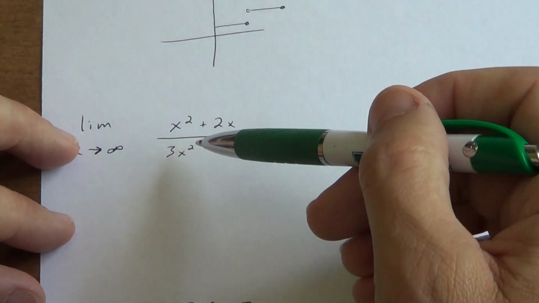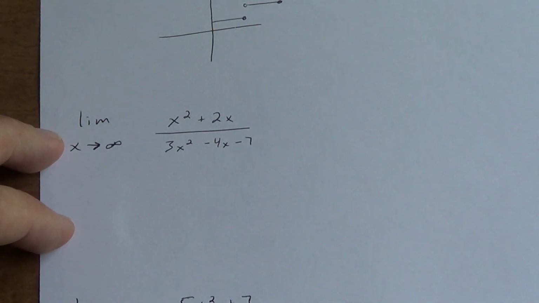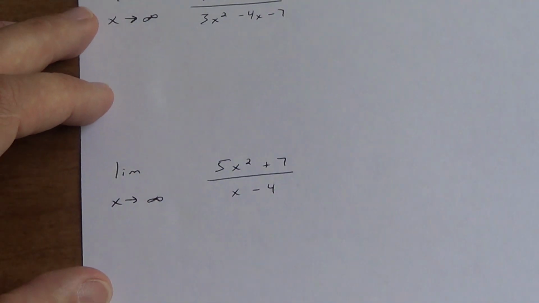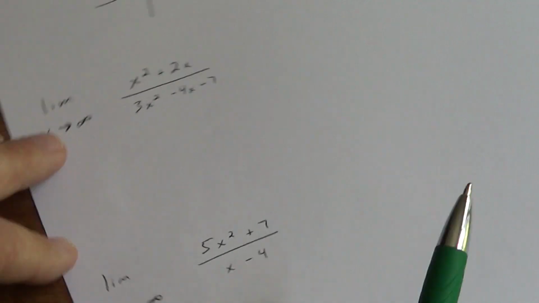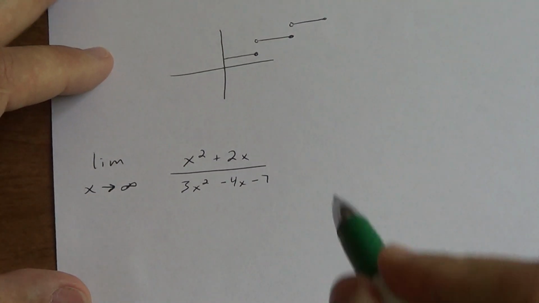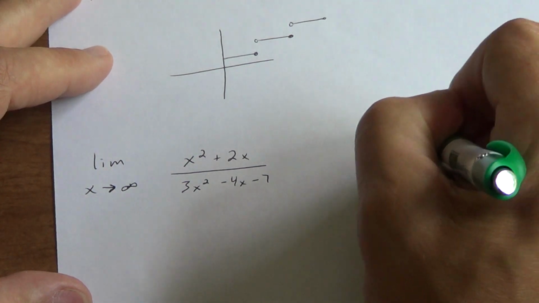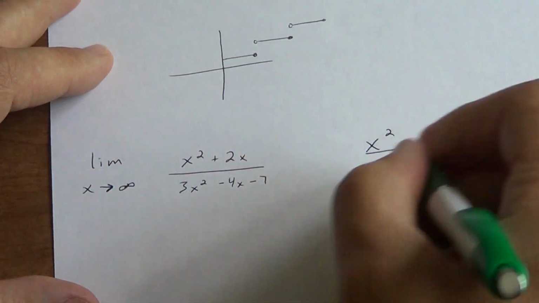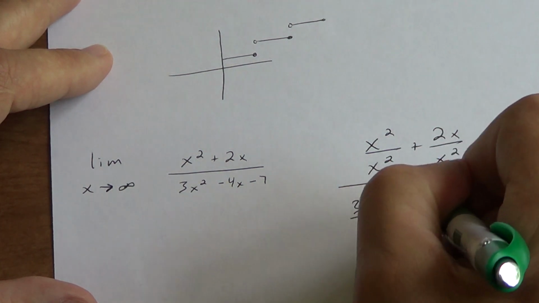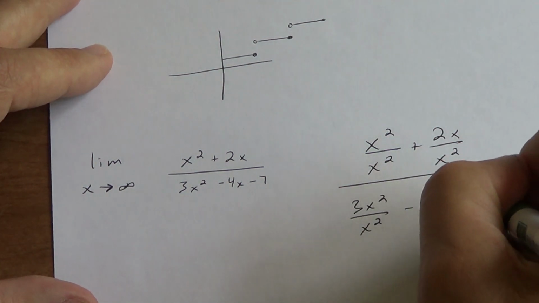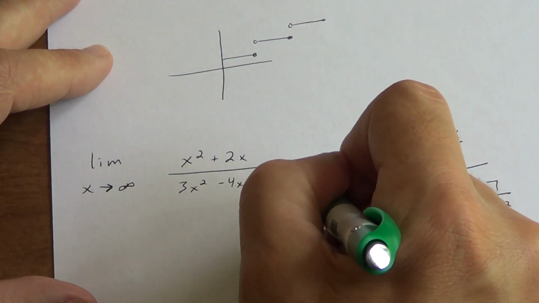Not necessarily just the 2, but x squared in this case, or in this case x, or in this case x cubed, or whatever. And these bottom ones here, our biggest power in my denominator is just the x. Here it's x cubed. All right, so I'm going to take everything, x squared over x squared, plus 2x over x squared, 3x squared over x squared, minus 4x over x squared, minus 7 over x squared. Still have my limit out front, x approaches infinity.